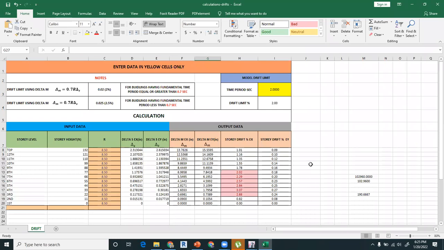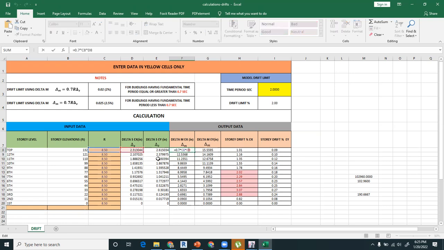Now you can see in this Excel sheet that I have inserted the story levels, the story elevations. These are not heights, these are story elevations in feet, right? And this is the response modification factor. This is the delta S value coming from ETABS in the X direction. This is the delta S value coming from ETABS in the Y direction. And this is delta M. It is calculating it for you.